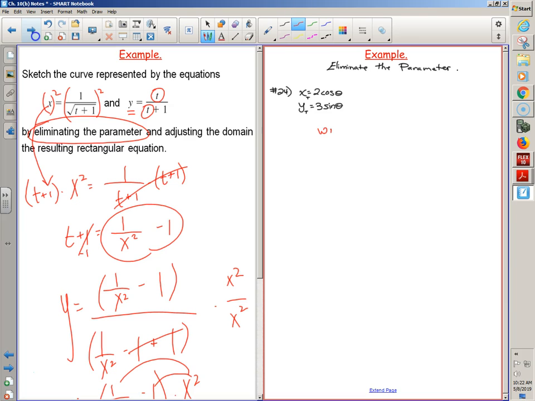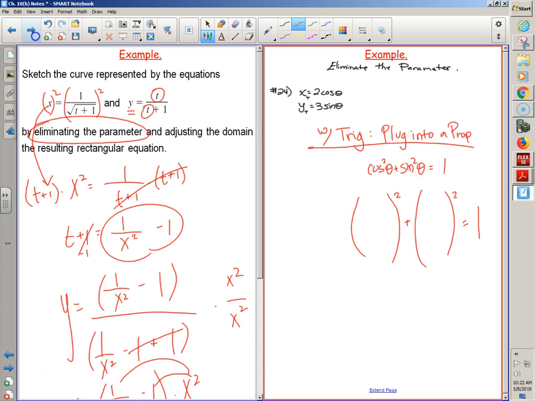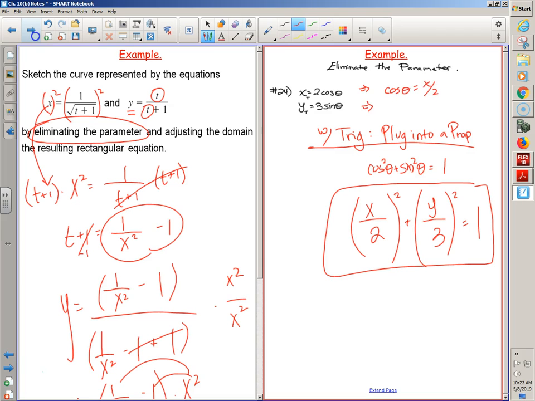My hint with trig is to plug into a property. Because there's something cool called cosine squared of theta plus sine squared of theta equals 1. If I could get cosine and sine alone, all of a sudden, I might not have much work to do before getting rid of the theta. With trig, you can use a property. That wasn't too hard at all.